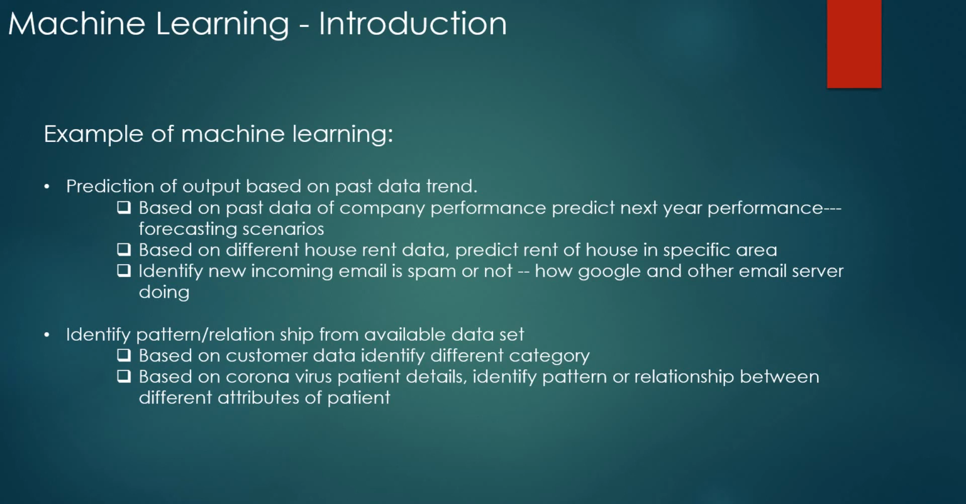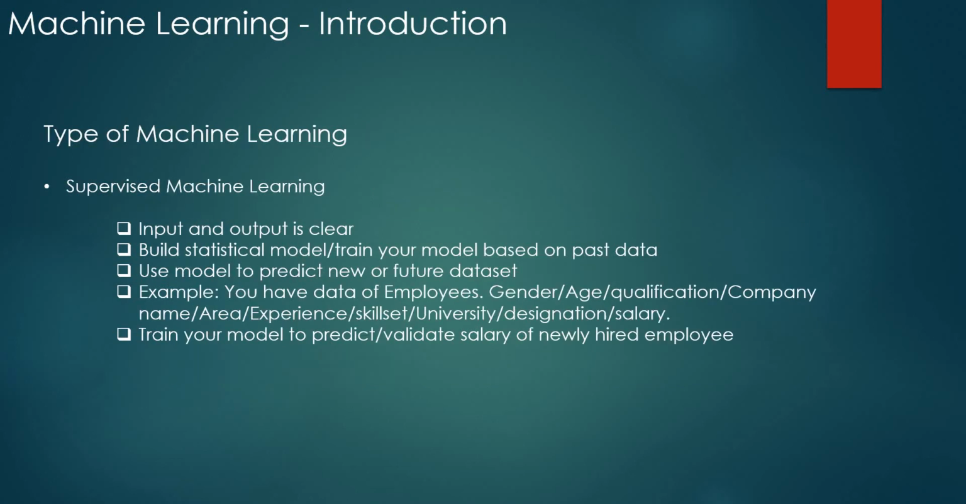Okay, so now we understood so far what machine learning is and some different examples of machine learning. Machine learning is basically an automation for statistical modeling. Now we will try to understand the types of machine learning. In the broad category, there are two types: one is supervised machine learning, and another is unsupervised machine learning. We will first try to understand supervised machine learning.